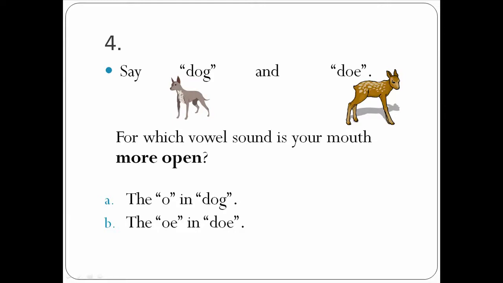4. Say dog and doe. For which vowel sound is your mouth more open? Your mouth is more open for the aw in dog. Again, dog, doe.